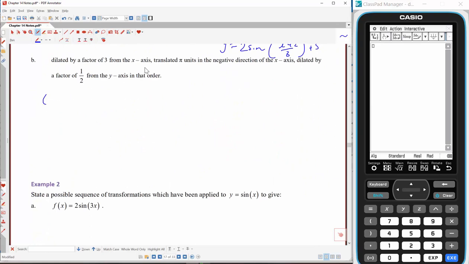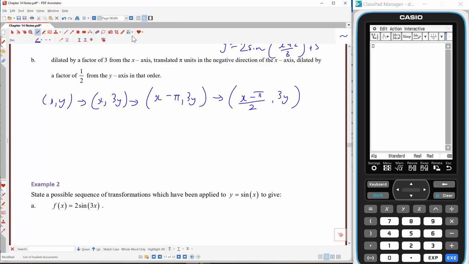Okay, dilated by a factor of 3 from the x-axis. Dilations from x change y. Translated pi units in the negative direction of the x-axis. Pi units in the negative direction of the x-axis, yep. Dilated by a factor of half from the y-axis. So dilations from y change x. So yeah, it's that. Comma 3y, in that order.